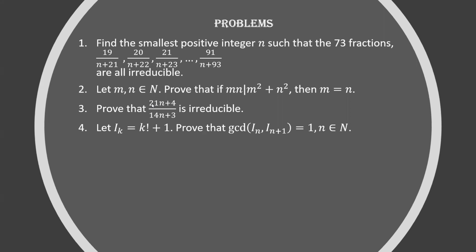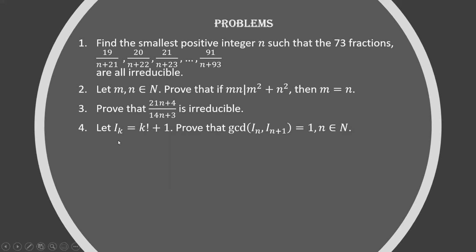I missed that out, sorry for that. N is a positive integer here, and this fraction must be irreducible. I mean, sorry, n is any integer, not positive integer. Clear that: n is any integer. For any integral value of n, this fraction is always irreducible. You have to prove this.